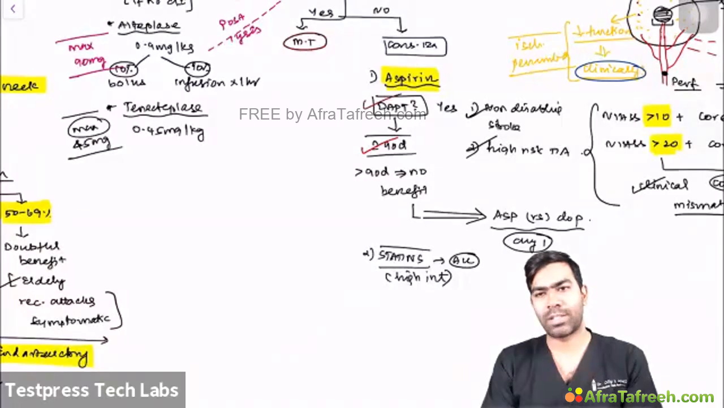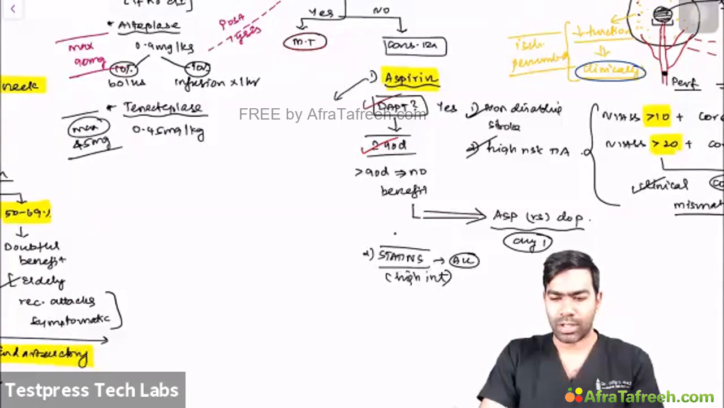Can mechanical thrombectomy and aspirin be combined? No, basically. So that's a good question. Usually, if you have done a thrombolysis or a mechanical thrombectomy, it is better to start aspirin after 24 hours.